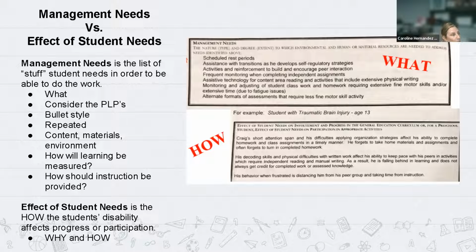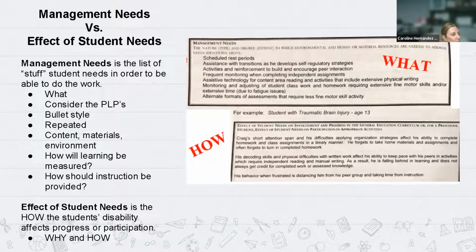When we're creating this, we really want to bullet these, make them very easy to read and understand. We want to consider the student's present levels of performance, or those PLEPs I had mentioned before. It should be repeated right in there, the content, materials, and environment, how that's going to impact the student. We need to talk about how learning is going to be measured and how should instruction be provided. And then we want to make sure that we're talking also about the why and how.